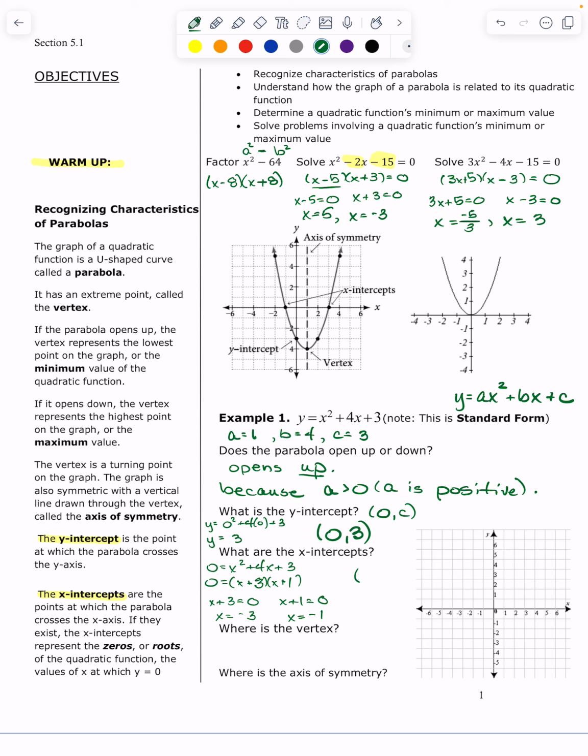So my x-intercepts are the point (negative 3, 0), because when I plug in x equals negative 3, I get y equals 0, and the point (negative 1, 0).